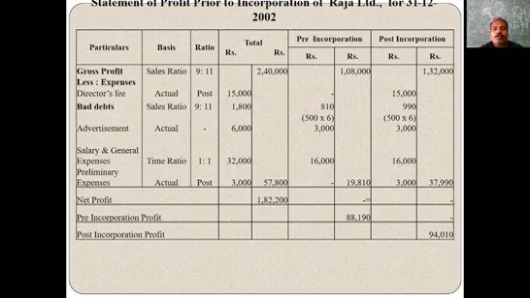Then we should close the post-incorporation columns. So post-incorporation's gross profit is 1,32,000. We have some expenses in post-incorporation inner columns. 15,000 plus 990 plus 3,000 plus 16,000 plus 3,000. We should add these amounts and we will get 37,990. It should be deducted from 1,32,000. Then we will get 94,010. This profit is called as post-incorporation profit. That's it.